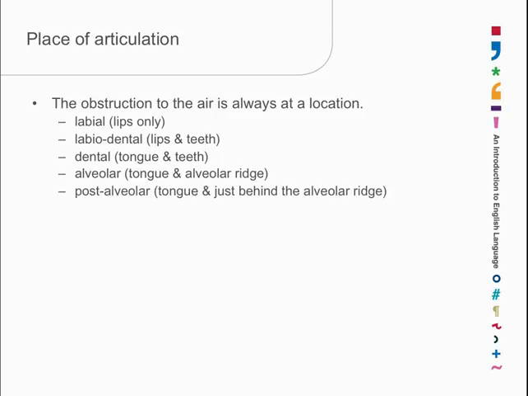Then there's the post-alveolar region just behind the alveolar ridge, the palatal region when you're on the hard palate, and velar sounds are produced at the soft palate. The tongue makes contact with the soft palate.